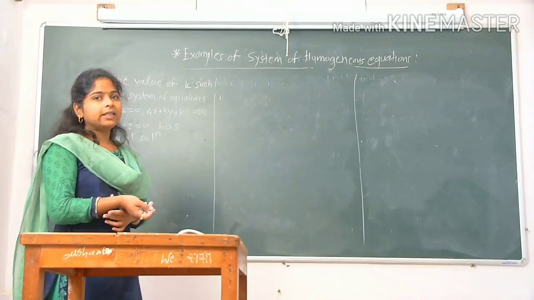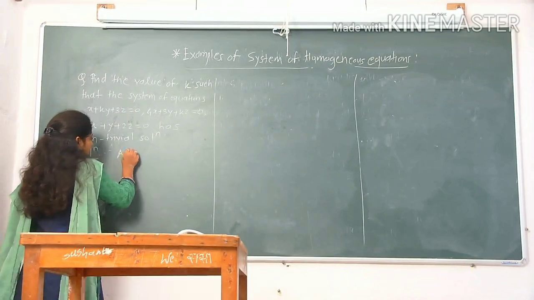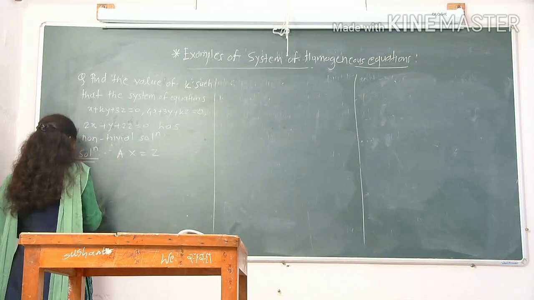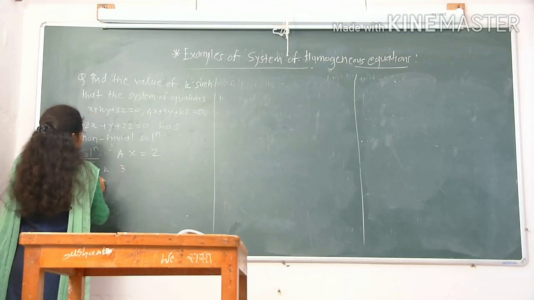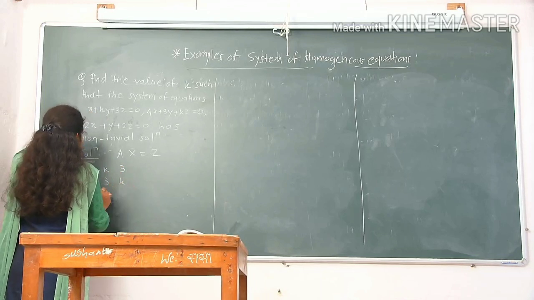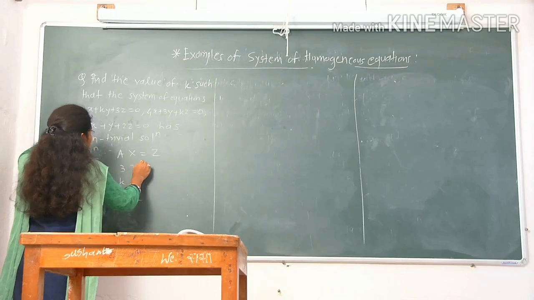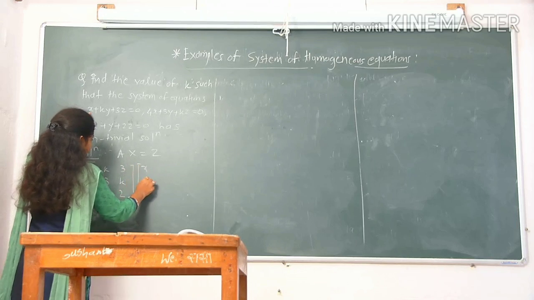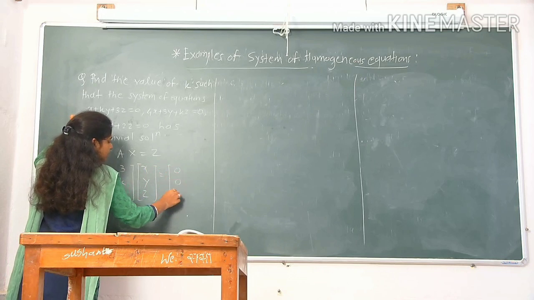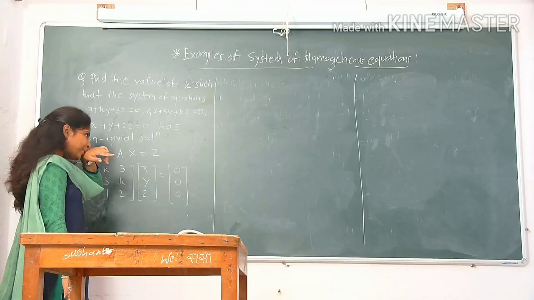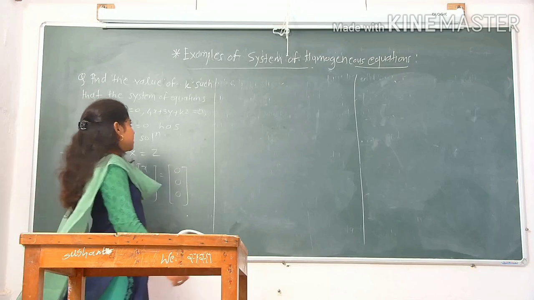So first we write these equations in the matrix form AX is equal to Z. So A is the coefficient matrix, again 1, k, 3, 4, 3, k, 2, 1, 2. Our matrix of unknowns is x, y, z and Z is the 0 matrix. Now first we write the augmented matrix AZ.